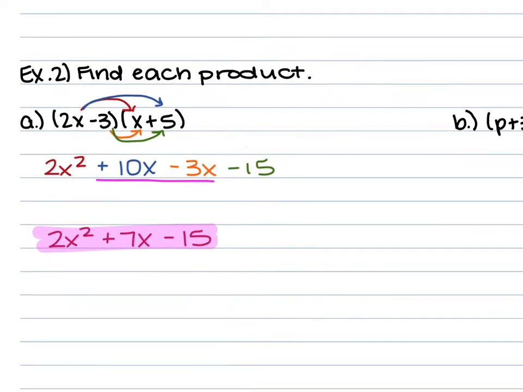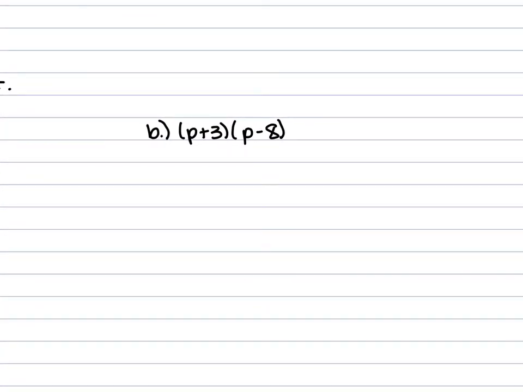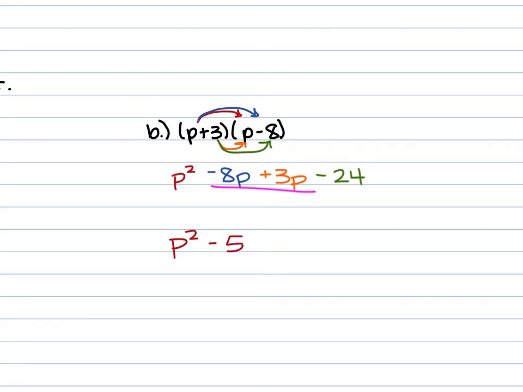For example B, we have p plus 3 times p minus 8. So this p times p gives us p squared. Then we have p times negative 8 is negative 8p. 3 times p is 3p. And 3 times negative 8 is negative 24. So again, we combine our like terms. So this is going to give us p squared minus 5p minus 24.